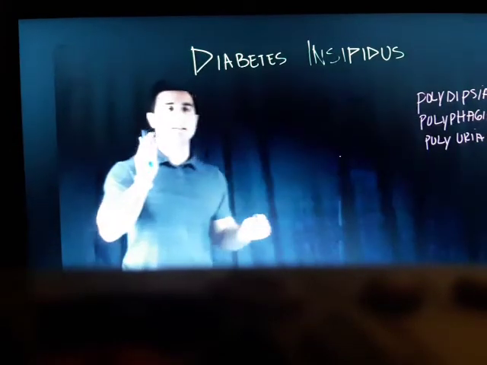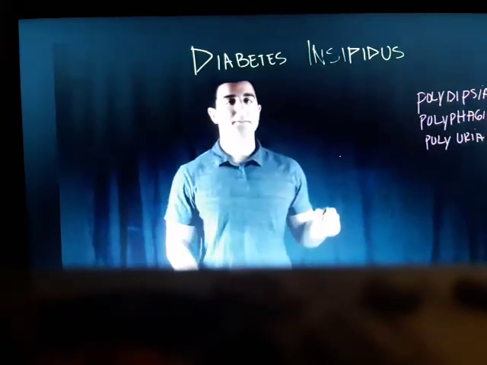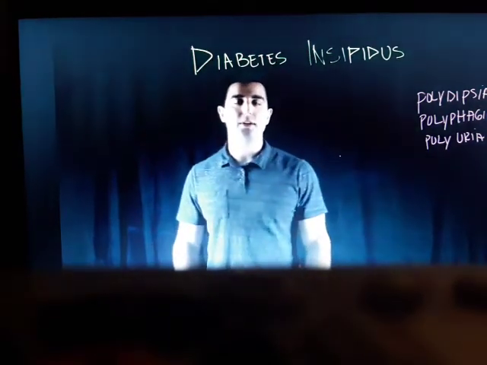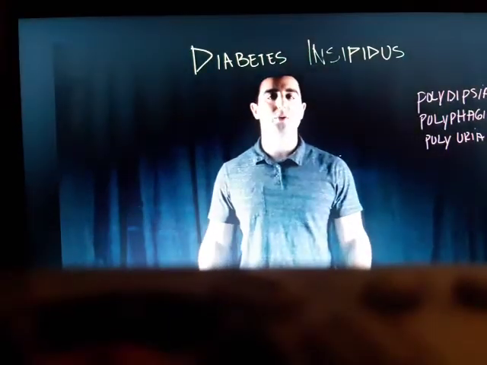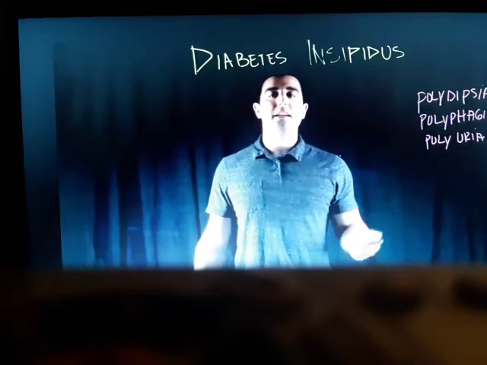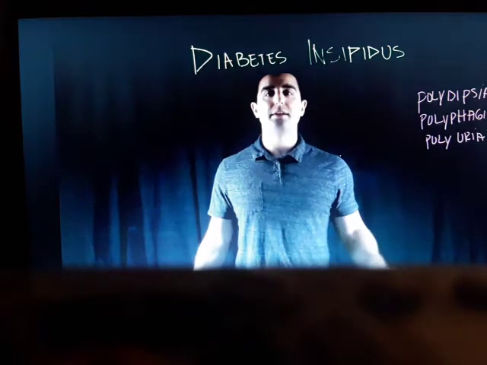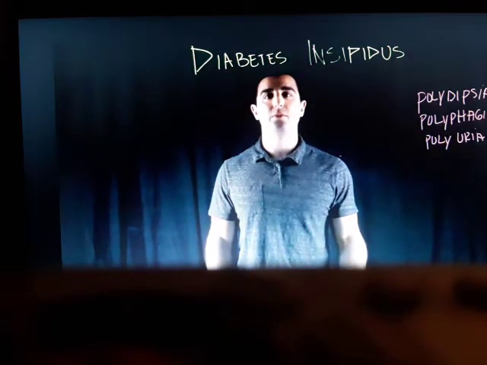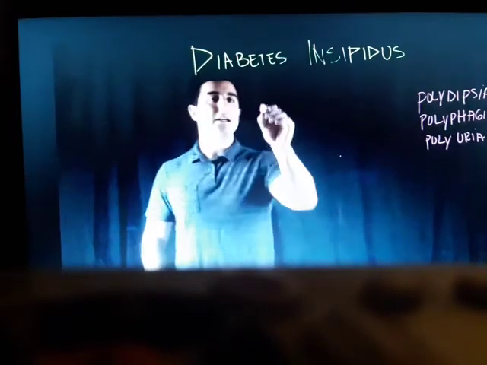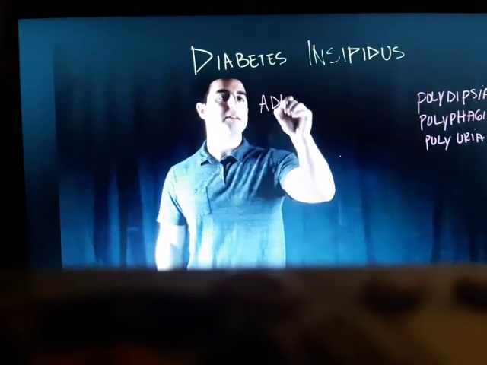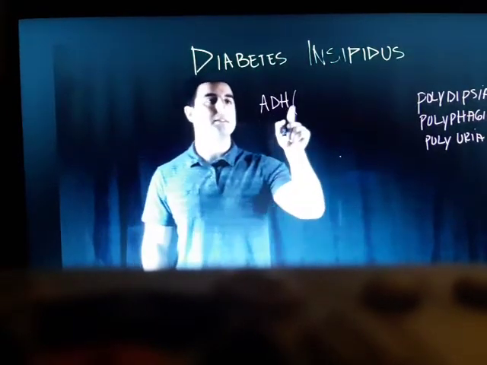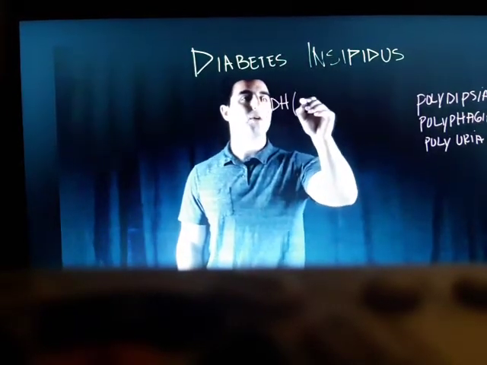Now, when we look at the different types of diabetes insipidus, diabetes insipidus is an abnormality of the ADH hormone, the antidiuretic hormone. If you can't remember its main function, think about what a diuretic does. A diuretic makes you pee. So what does the antidiuretic hormone do? It stops the pee, so it's water retention. ADH is one of the central factors in the majority of these different types of diabetes insipidus that I'm going to talk about.